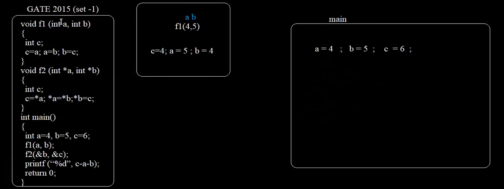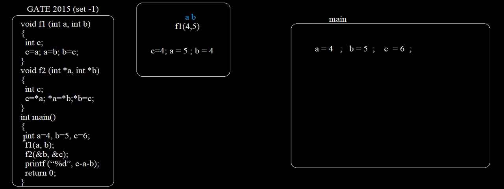Now let's discuss this question, GATE 2015 Set 1. Here there are three functions: f1, f2 and the main function. Let's go to the main function and try to execute each line of code. Integer a equals 4. We have made a equals 4 in the main function, it is of integer type. b equals 5, c equals 6.